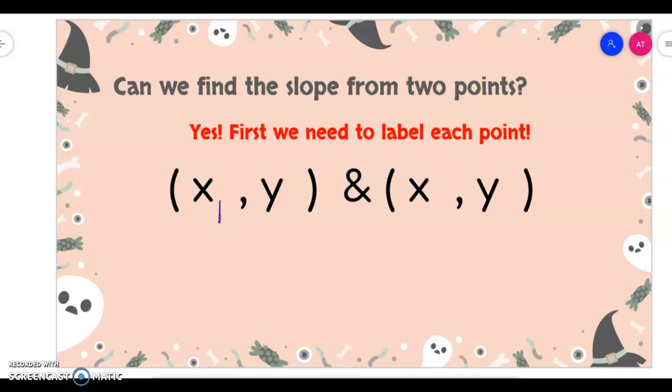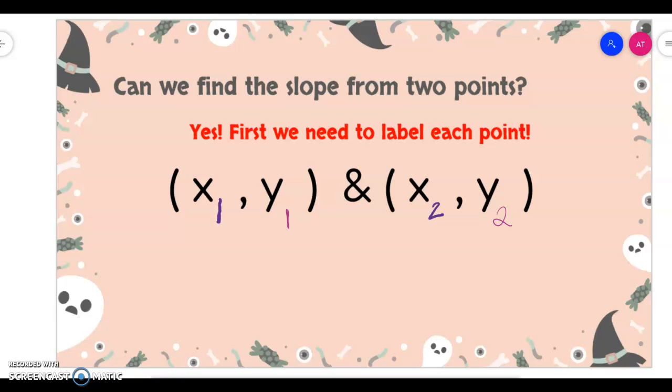So we're going to put a little 1 underneath the x. This is my first x. Then the second x is going to have a 2 underneath it, off to the side. Same thing with the y's. This is my first y, and this is my second y. In about 30 seconds, it'll make complete sense why this is what it is.